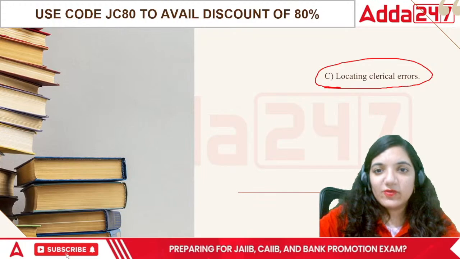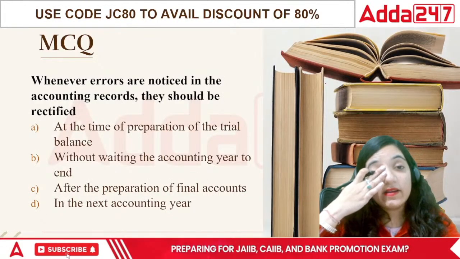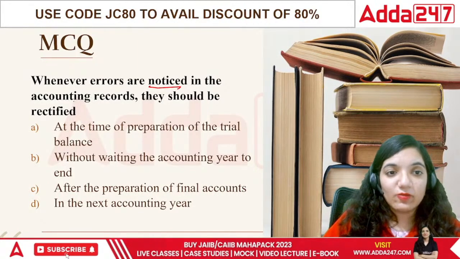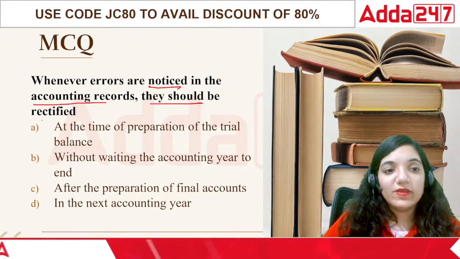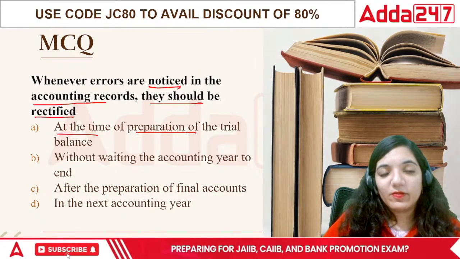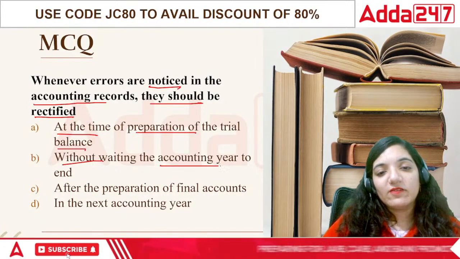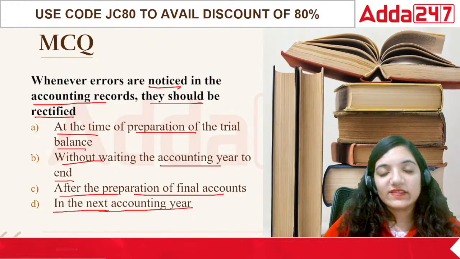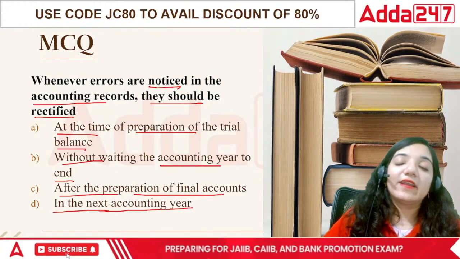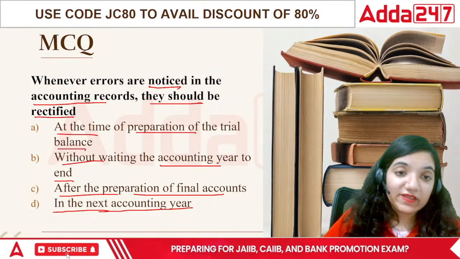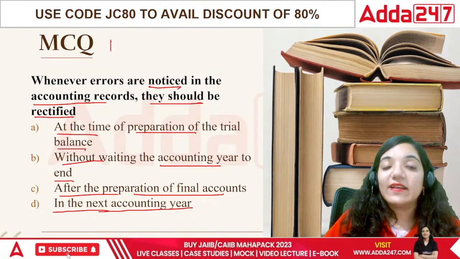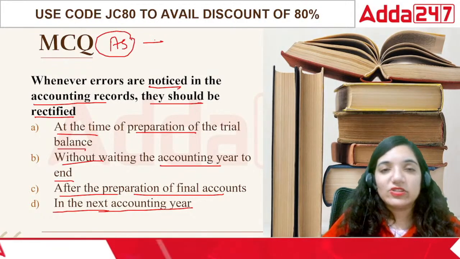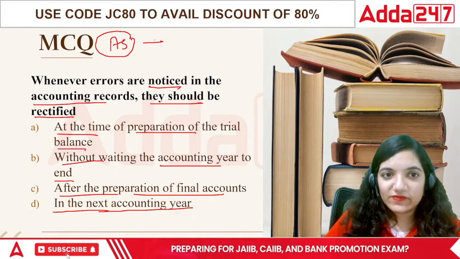Now let's look at the next question: whenever errors are noticed in the accounting records, they should be rectified at the time of preparation of the trial balance, without waiting for the accounting year to end, after preparation of final accounts, or in the next accounting period. Whenever you find errors, when would you rectify them? Always remember, as per AS, you will see errors occurring after the balance sheet. This is something that you will find in AS 4 and AS 5.